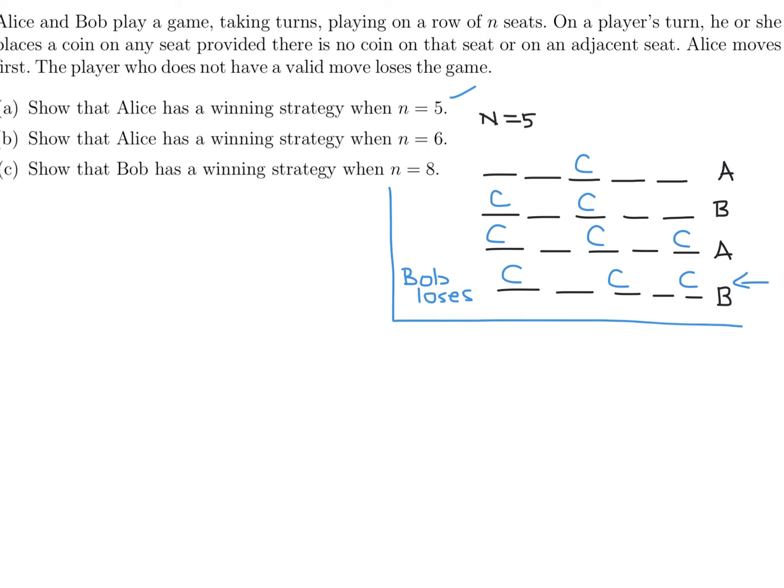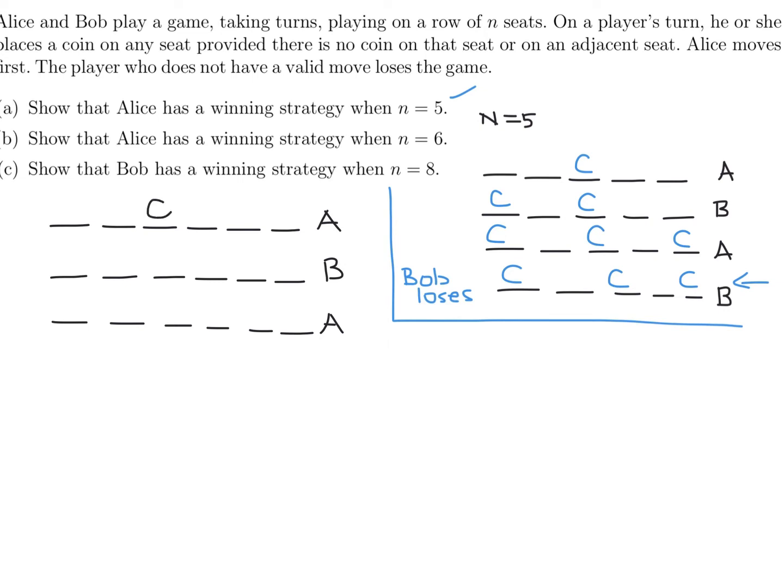Now they're saying, show that Alice has a winning strategy when n equals 6. Okay, so the same sort of story, but this time there are 6 slots. Actually, not 6 coins, but 6 slots. All right, so let's see what happens. Alice, if she starts off, let's say she puts a coin on position 3.